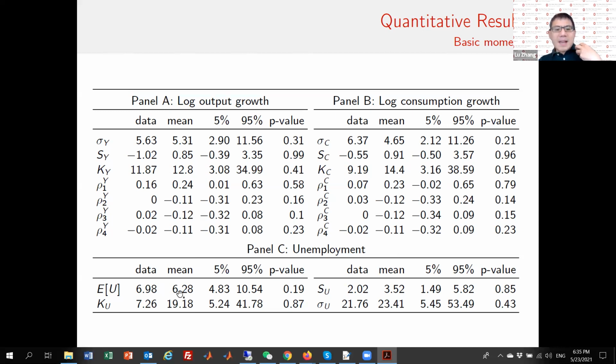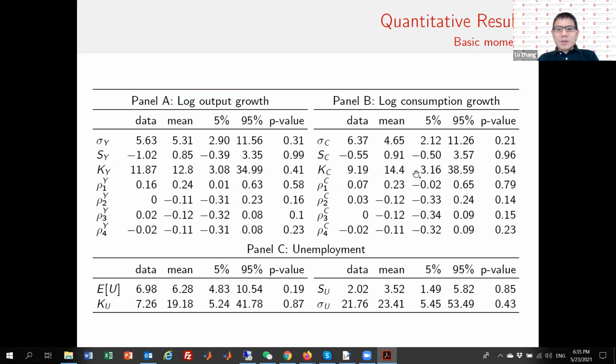On the unemployment rate, on average in the model we have 6.3%, close to that in the data. And the volatility for unemployment is 23% per quarter, and that's close to 22% in the data as well.